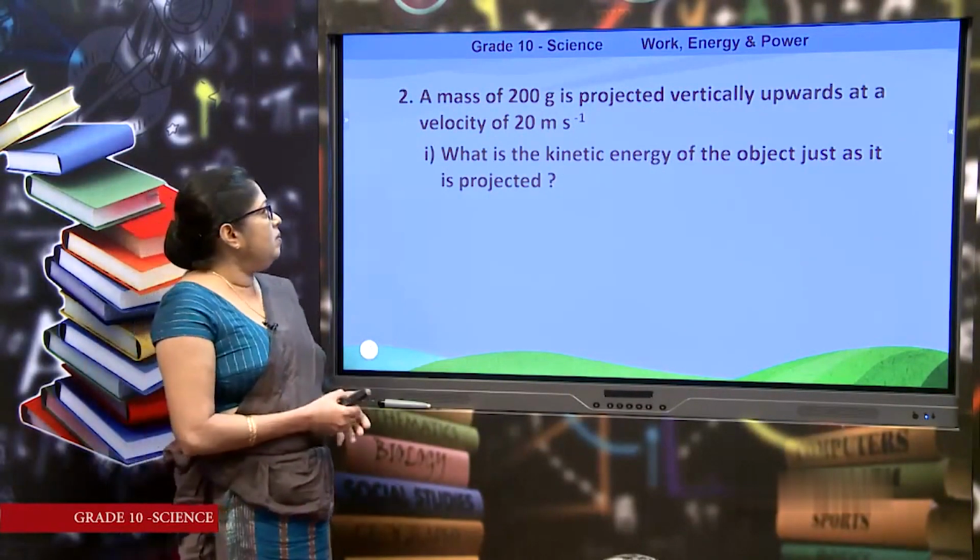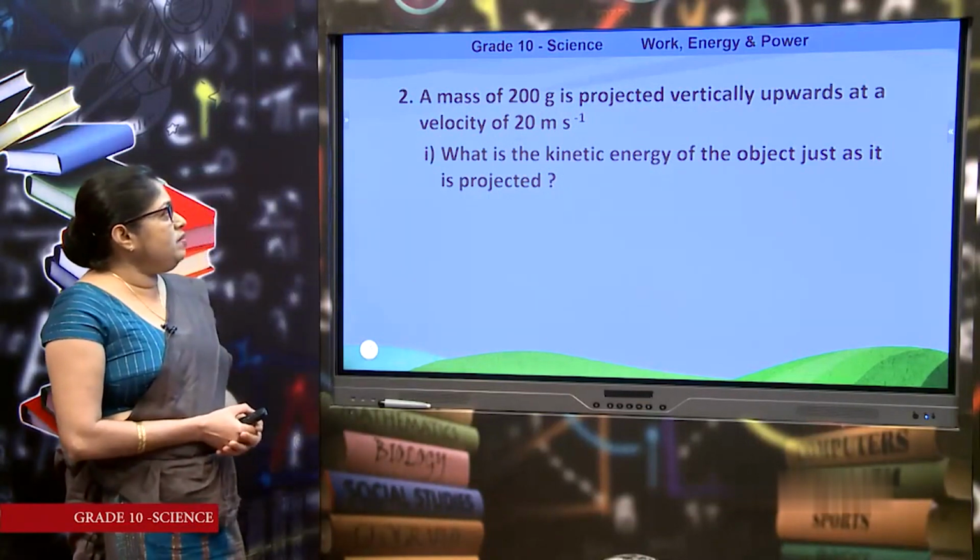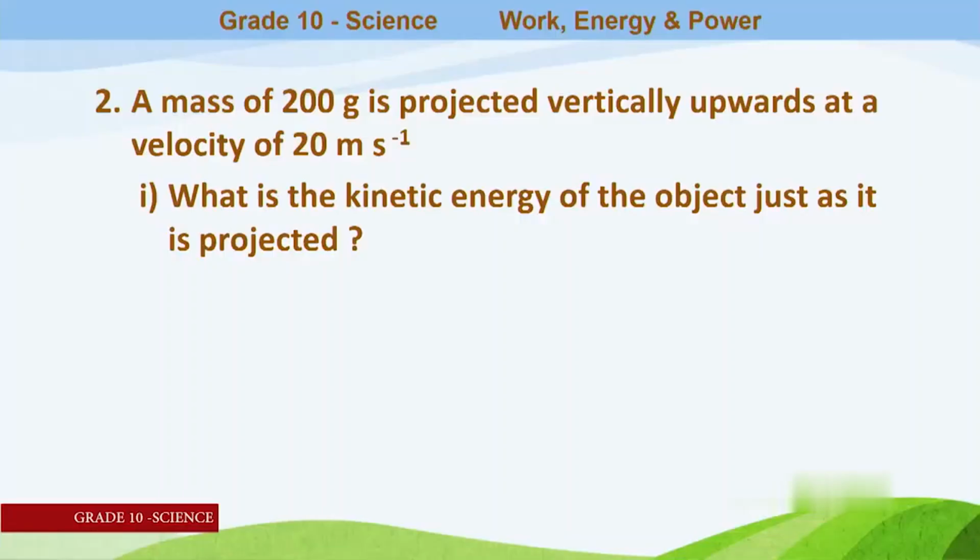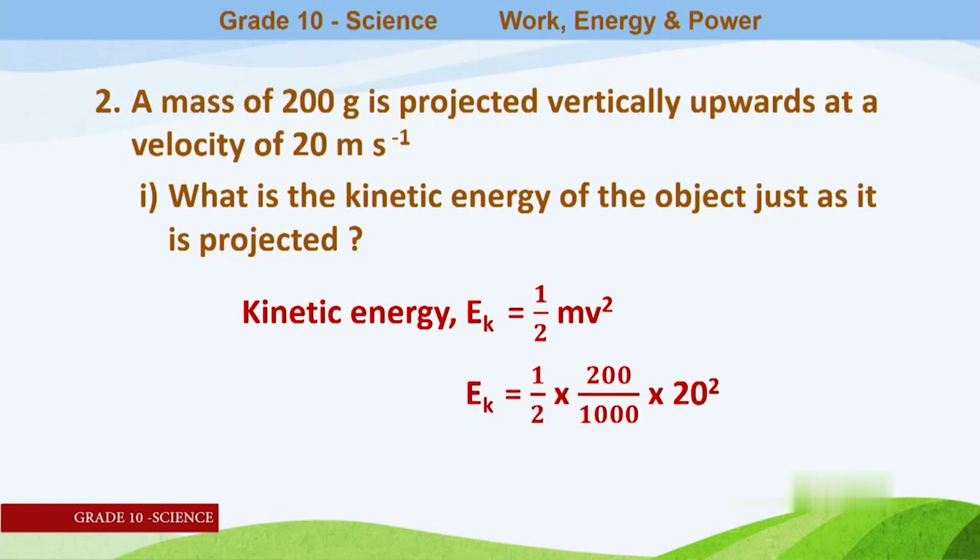Second sum. A mass of 200 gram is projected vertically upwards at a velocity of 20 meters per second. What is the kinetic energy of the object just as it is projected? Here you should write the equation for kinetic energy, Ek equals half mv squared. Then apply values, very easy.